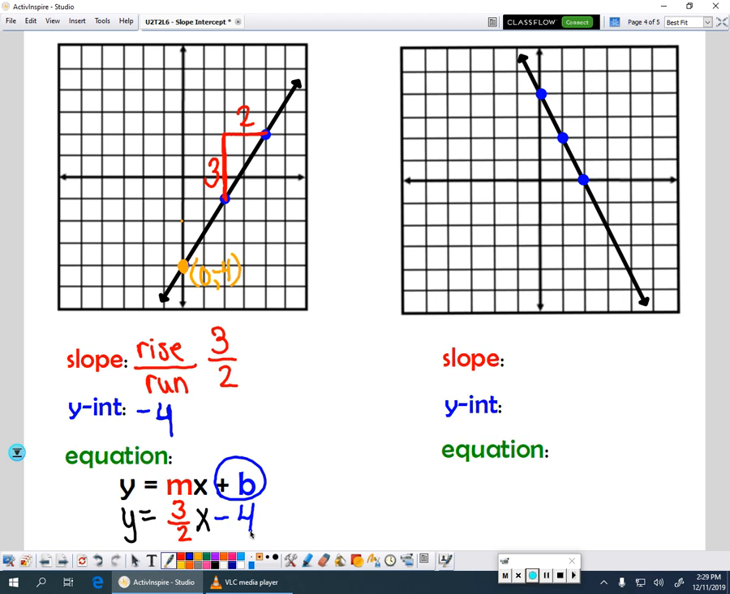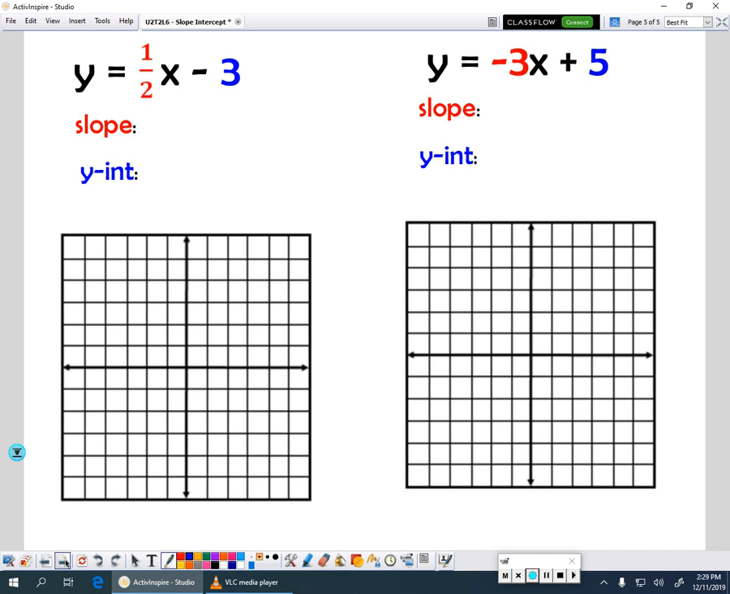I'm going to skip this problem on the right for a second. I'll come back to it at the end. But I want to talk about one more concept, and this is how you can graph a line if you're just given an equation in slope-intercept form.